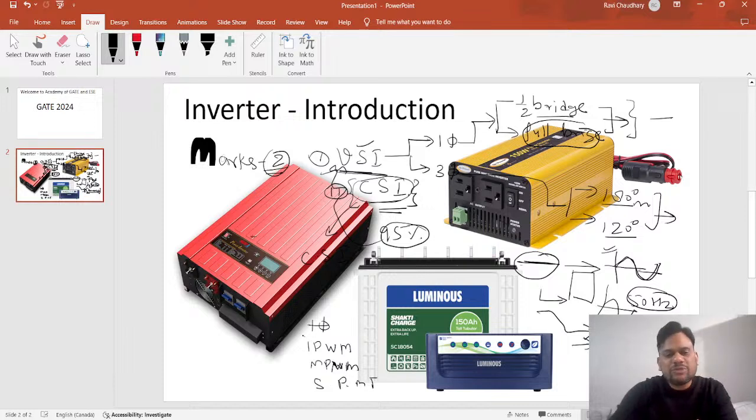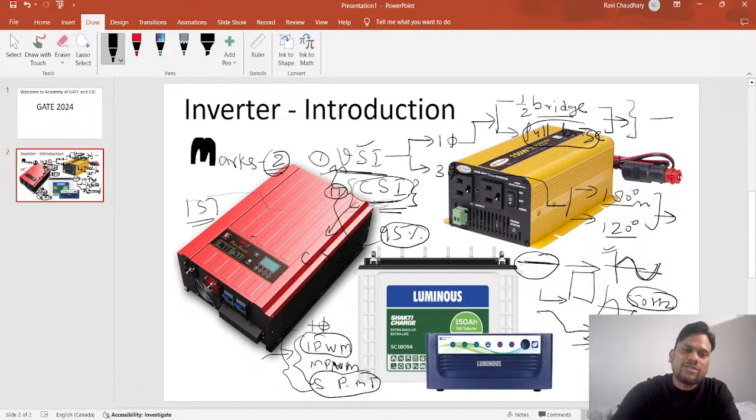We have many types of technique, but in our GATE syllabus we have either single pulse width modulation or sinusoidal pulse width modulation. So we will give more time to this harmonic controlling technique. Another thing, they can also ask questions from the current source inverter. Let's consider if we spend around 15 hours on this topic, then we will give around 13 plus hours to the voltage source inverter, and 2 hours to the current source inverter. So this is the basic idea about the inverter.